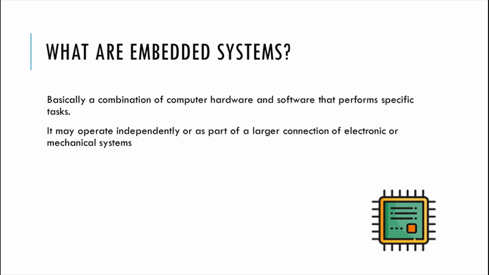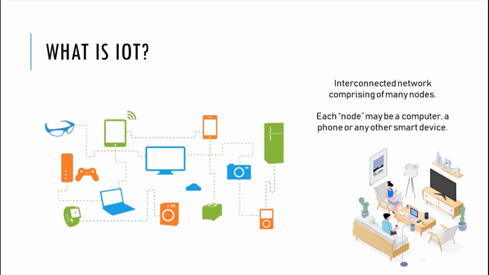Now, what are embedded systems? As the definition goes, it's a combination of hardware and software to do a particular task. Now they can be a part of a system or operate as a single entity. Now what is IoT? It's an interconnected network of many nodes. Each node can be a television, an iPad, a phone, a camera, anything of the sort. So all our home automation is based on the principle of IoT.